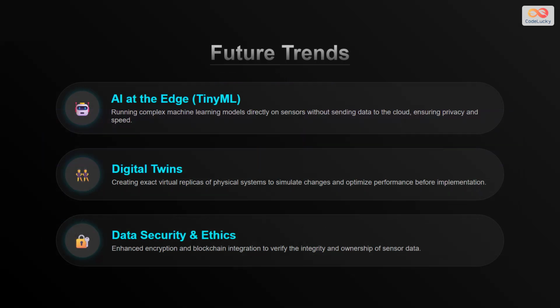Looking ahead, the future involves AI at the edge, running complex models directly on sensors for speed and privacy. We also see the rise of digital twins, creating virtual replicas to simulate changes. And of course, data security remains paramount, with new methods like blockchain ensuring the integrity of your sensor data.